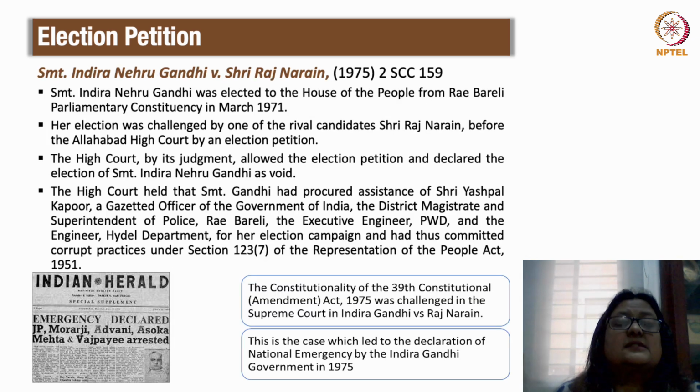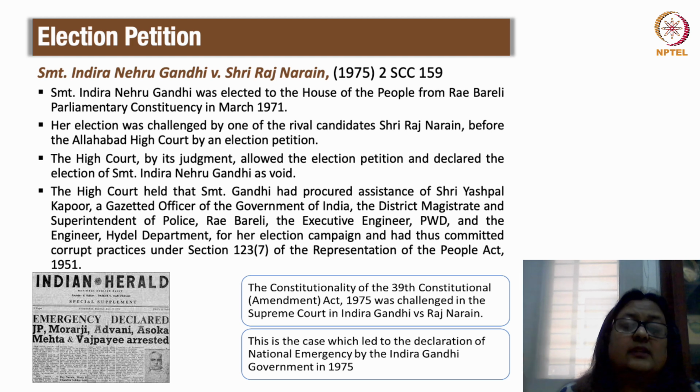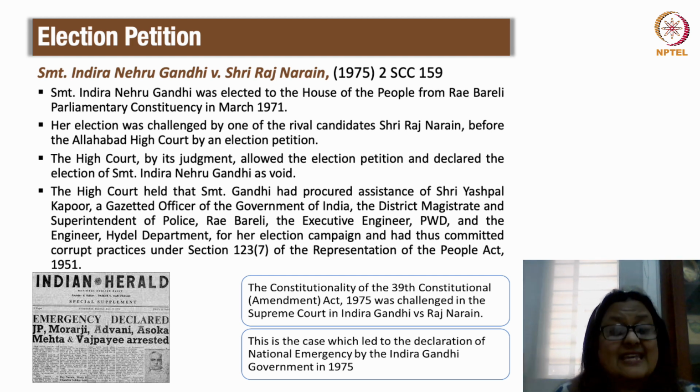Another landmark case is Srimati Indira Nehru Gandhi versus Raj Narain, which infamously led to the declaration of national emergency in 1975. Here, the question was malpractices or corrupt practices during the election, which states that Srimati Indira Gandhi had procured the assistance of a gazetted officer. A gazetted officer is a government servant and he cannot be involved in the process of election for the very purpose of free and fair elections.